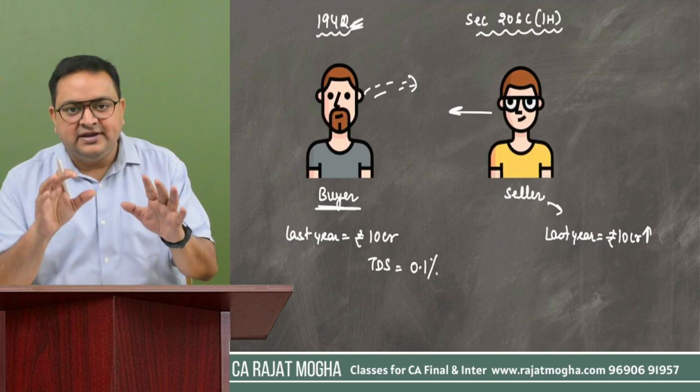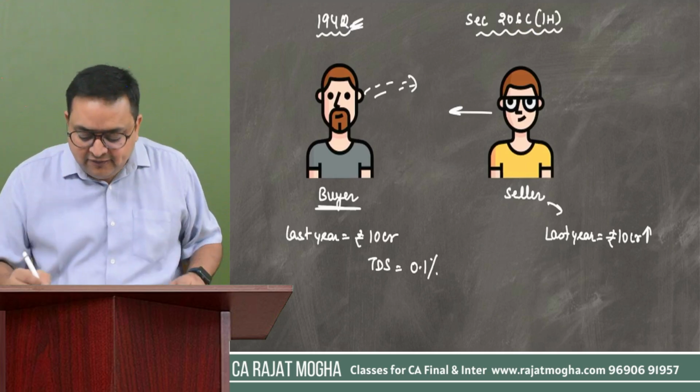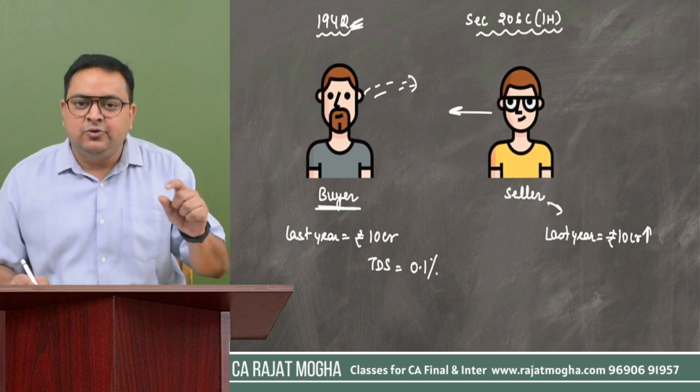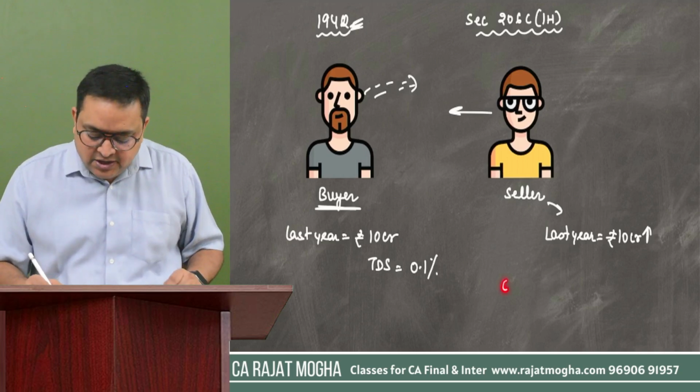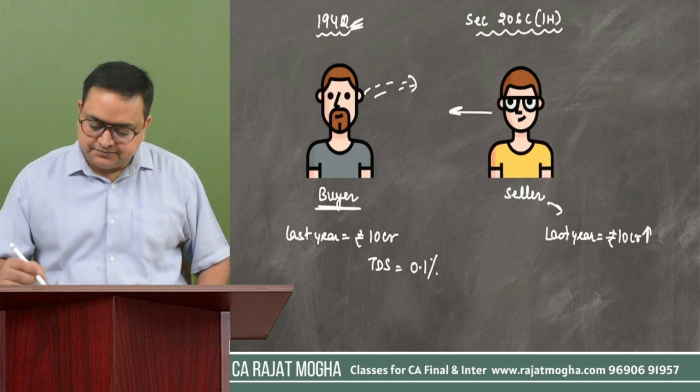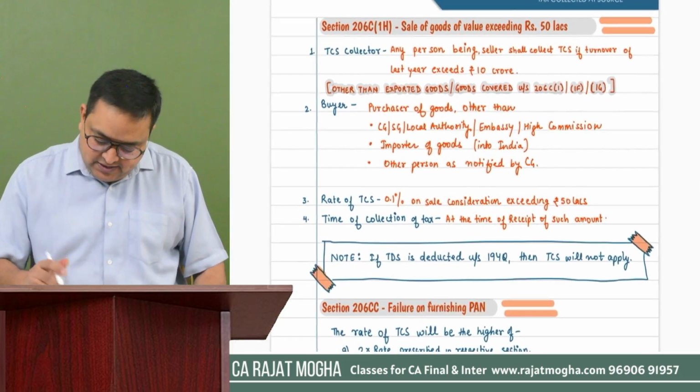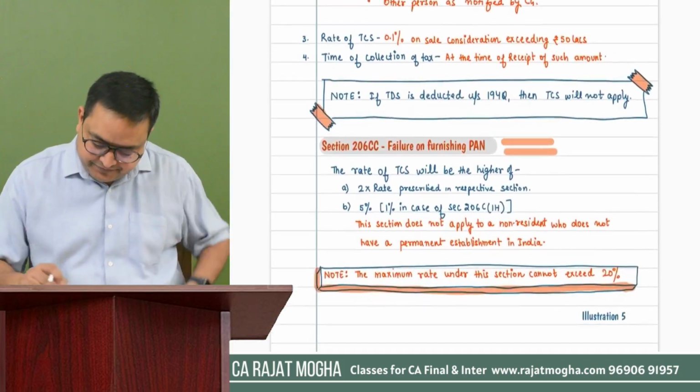But the most important thing is that you please understand that if the last year turnover is more than 10 crore, then TCS will apply on the amount in excess of 50 lakh. In excess of 50 lakh, how much? 0.1%. Correct? Okay, this is written over here.